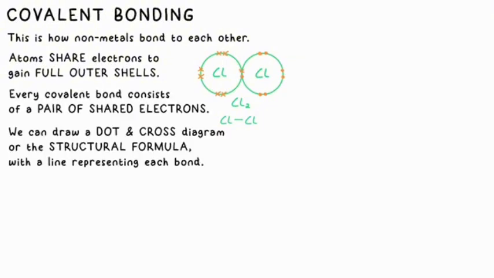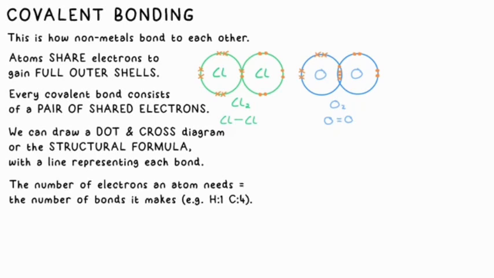We can also draw the structural formula for molecules with just symbols and lines. We could also say that every one of these represents a dot cross electron pair. Each oxygen needs 2 extra electrons, so O2 is a result of each oxygen atom sharing 2 electrons each. As such, this is a double covalent bond. Nitrogen, N2, is one of the few molecules with a triple bond in. In covalent bonding, the number of electrons an atom needs is the same as the number of bonds it must make. Hydrogen can only ever make 1 bond, carbon makes 4 bonds, etc.